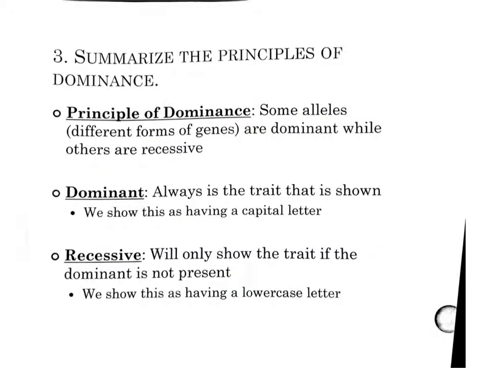These are the PowerPoint slides. Summarize the principles of dominance. Principle of dominance: some alleles, different forms of the gene, are dominant while others are recessive. Dominant always is the trait that is shown. We show this as having a capital letter. Recessive will only show the trait if the dominant is not present. We show this as having a lowercase letter.